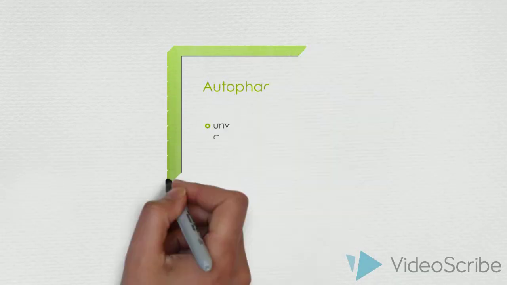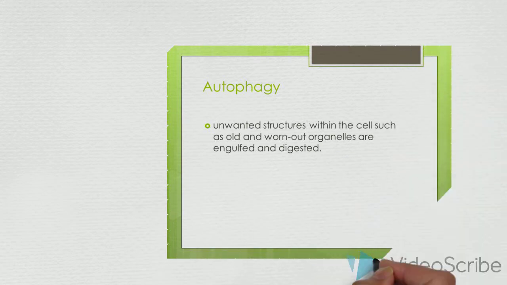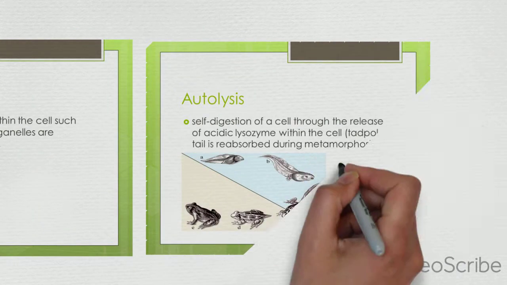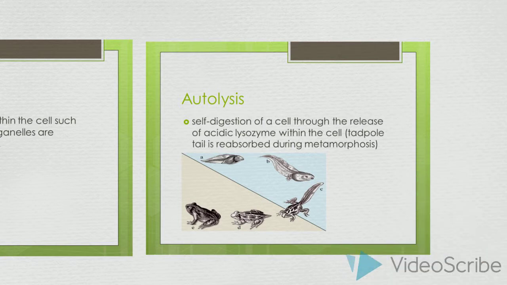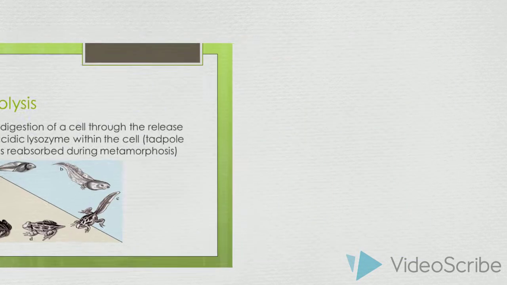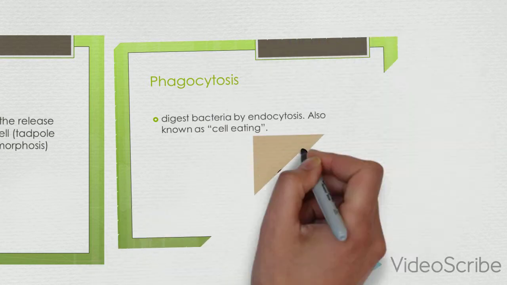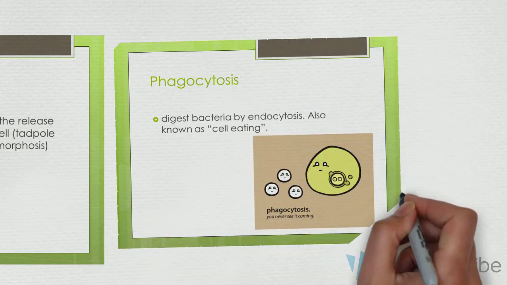Some other functions of the lysosome would be autophagy. Autolysis, self-digestion of a cell through the release of lysosomal enzymes within the cell. An example would be the metamorphosis of the tadpole tail. And finally, phagocytosis, which digests bacteria by endocytosis. This process is also called cell eating.